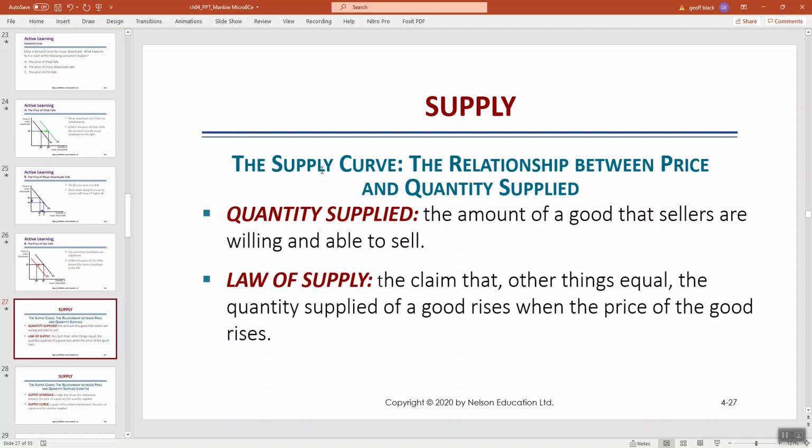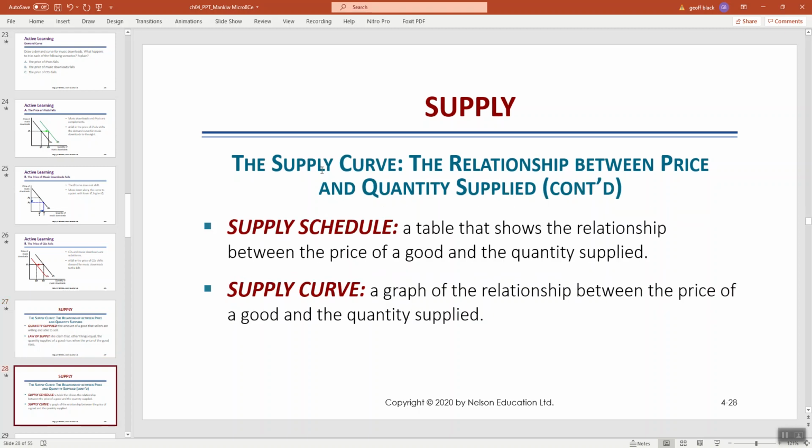So from the supplier's perspective, as the price goes up, they're willing to supply more, and as the price goes down, they're willing to supply less. Okay? So this, I think we can go through a little bit faster because it's the opposite. Just give me 1 second.